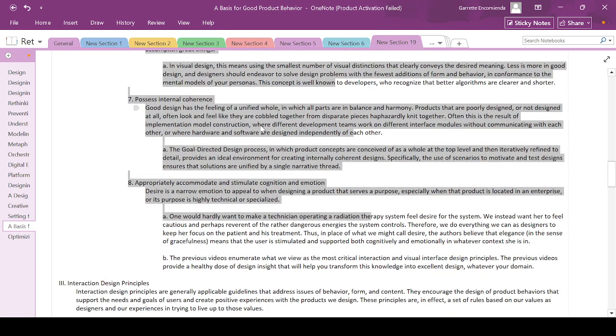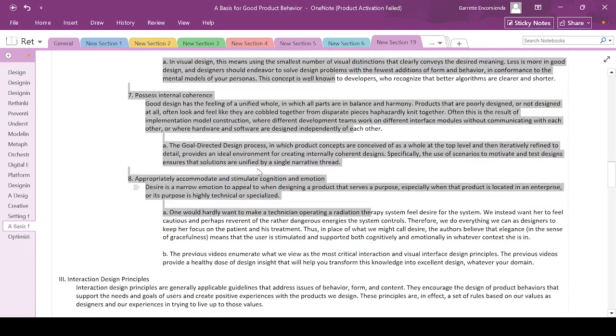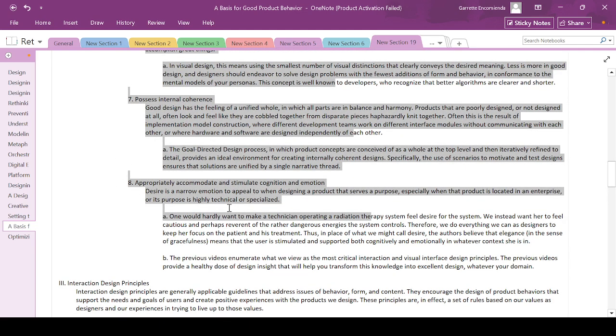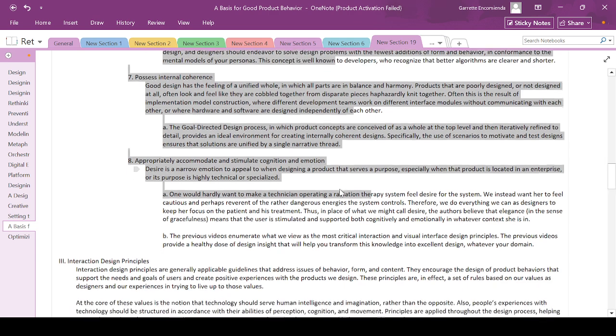Less is more in good design, and designers should endeavor to solve design problems with the fewest additions of form and behavior in conformance to the mental model of your persona. So, as few as possible to achieve the mental model of the persona. The concept is well known to developers, who recognize that better algorithms are clearer and shorter. Additionally, perfection is attained not when there are no more things to add, but when there are no more things to remove, based on Antoine. I forgot the last name.